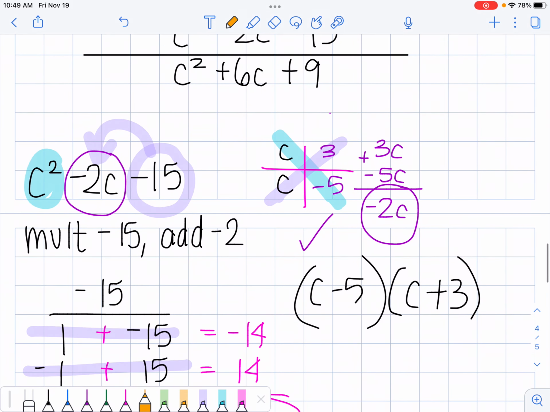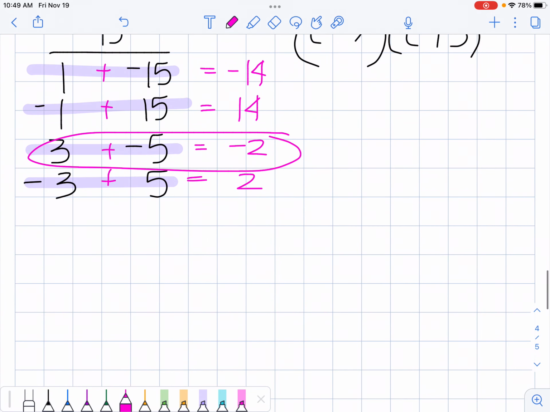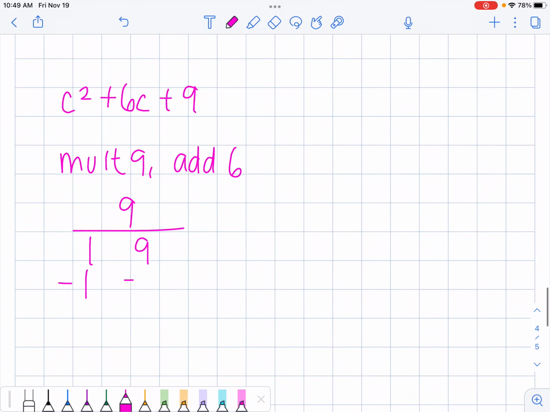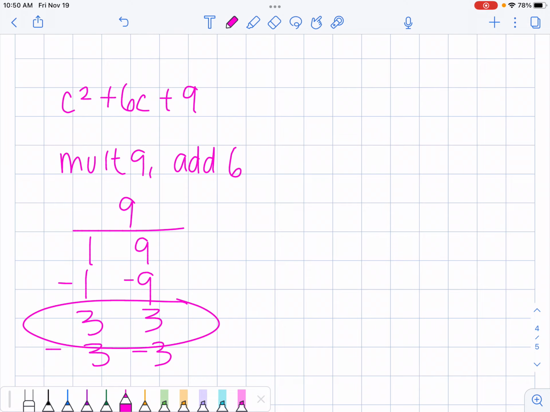So we're factoring c squared plus 6c plus 9. So I'm going to write this down here. Okay, so we want to multiply to 9 and add to 6. So what are my factors of 9? Well, 1 times 9, negative 1 times negative 9. We have 2 times nothing is 9. We have 3 times 3 is 9, or negative 3 times negative 3 is 9. 4 times nothing, 5 times nothing, 6 times nothing, 7 times nothing, 8 times nothing, and 9 times 1. So these are all my factors. So now I want to know what adds to 6. 3 plus 3 is equal to 6.